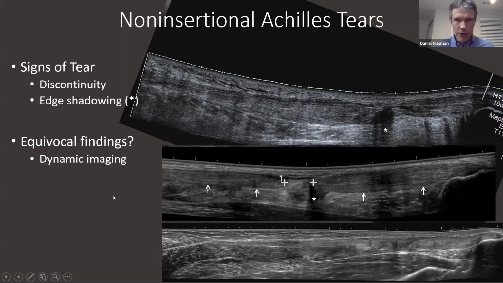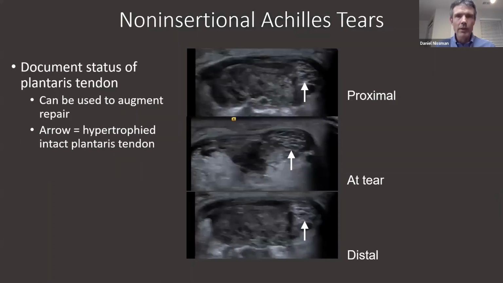So let's say you're not sure whether there's a full thickness tear or not. You can use dynamic imaging. If the whole tendon moves together, it's a partial tear. And if it doesn't move together, then it's a full thickness tear.